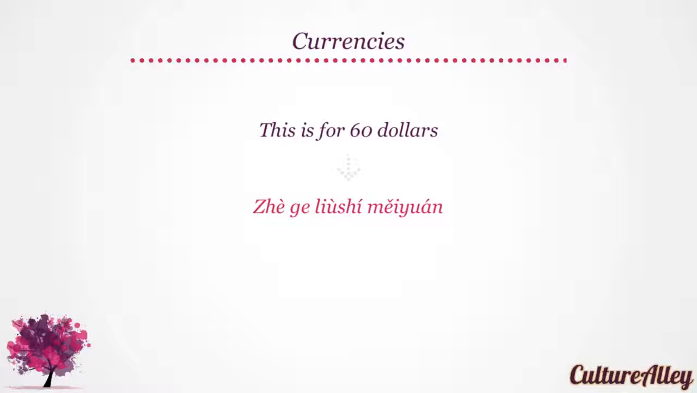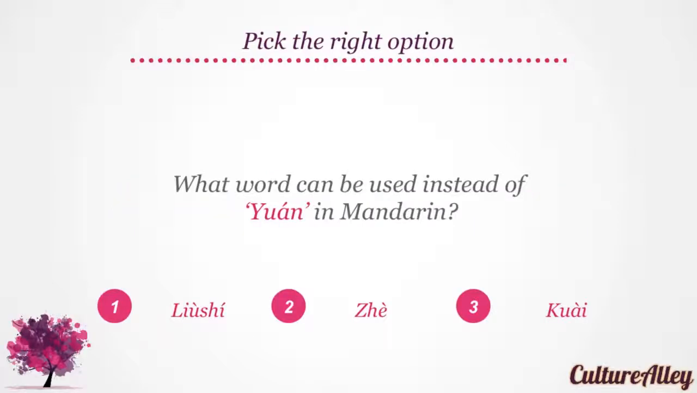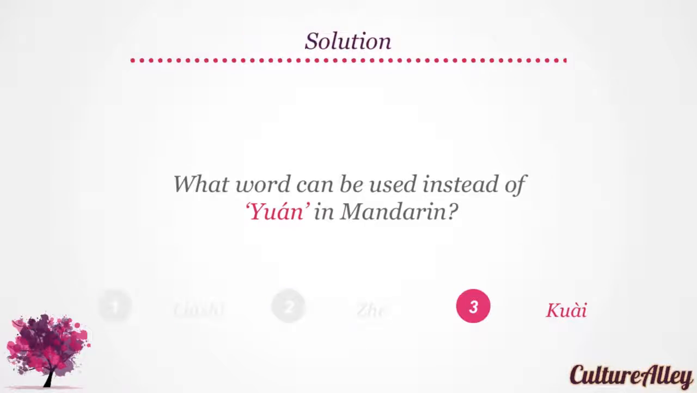Good job! We hope you got all of them. Once again, it's time for a quiz. Let's see if you remember what we just covered. What word can be used instead of yuan in Mandarin? Is it 60? Or is it 这? Or could it be 块? Yuan can be replaced by the word 块 in Mandarin.